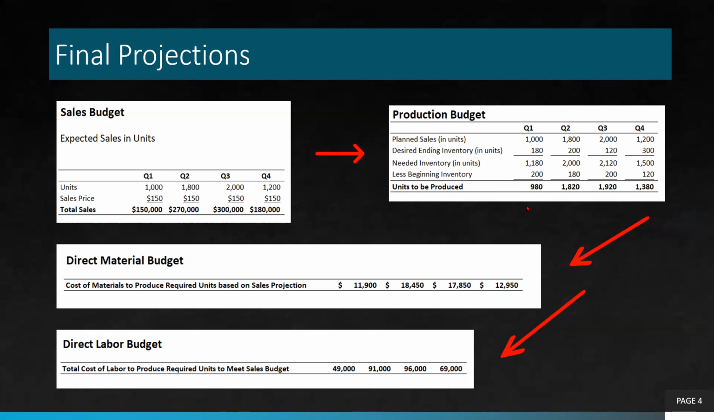So from the production budget, we wanted to find out, okay, how much is it going to cost us in materials? From the number of units to be produced from the production department, and making assumptions about the cost of materials and how much material is needed to produce one unit, we came up with these figures that you see here under direct material budget. And then also from the production budget of 980 through 1380 units, we were able to estimate that the cost for labor would be 49,000, 91,000, so forth and so on, to produce the units, taking an average of 5 hours to produce one unit at $10 per hour.